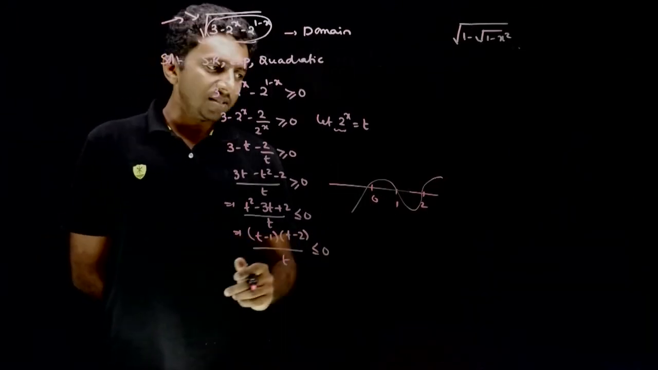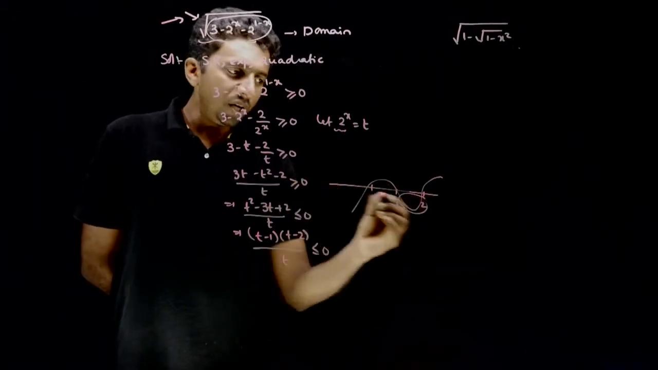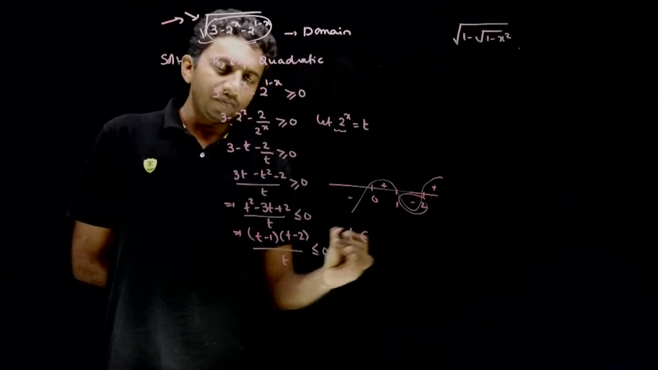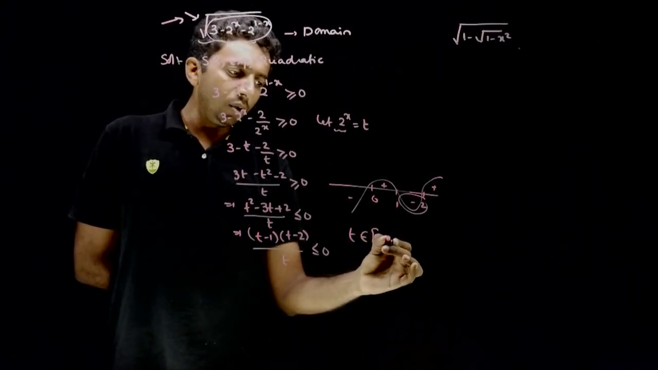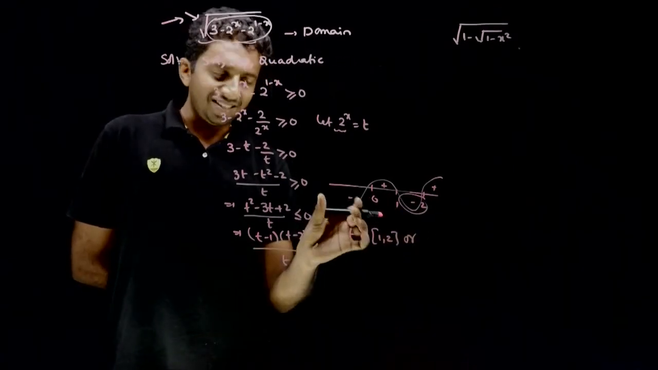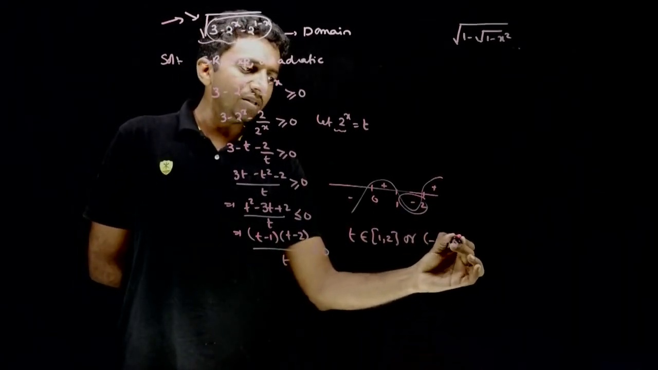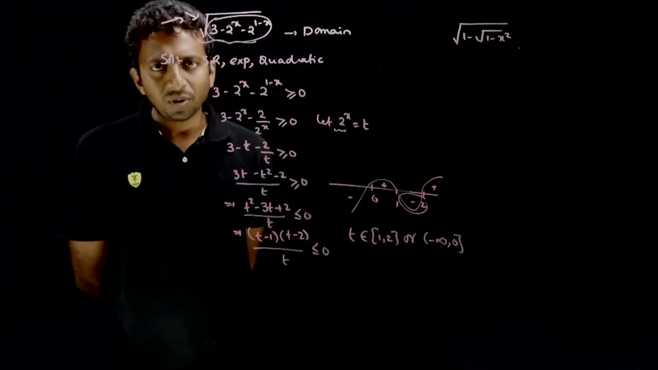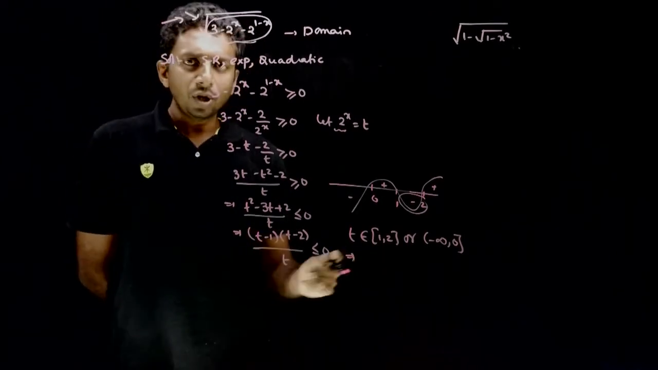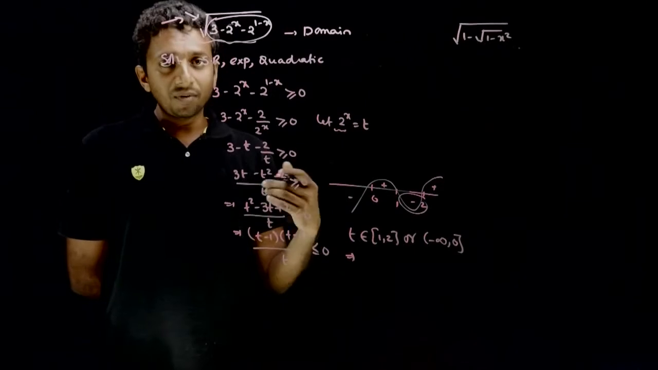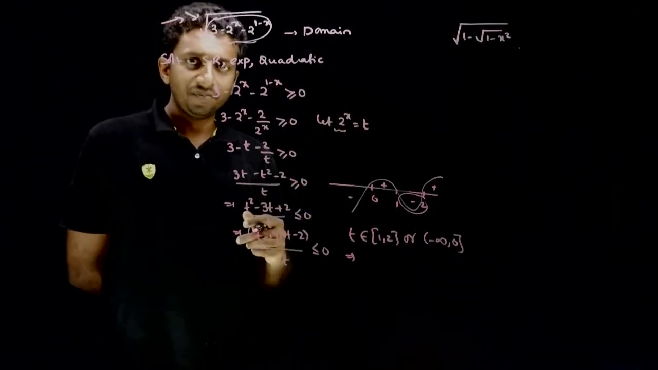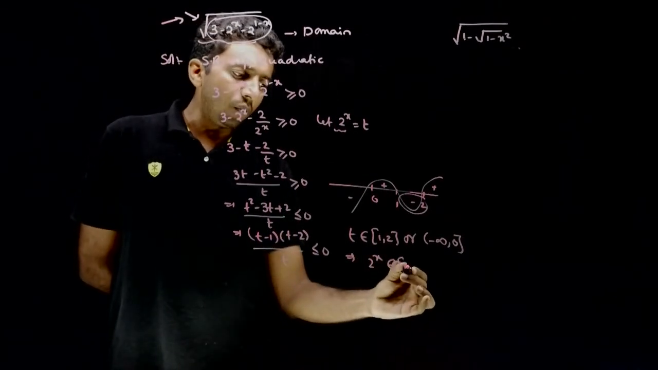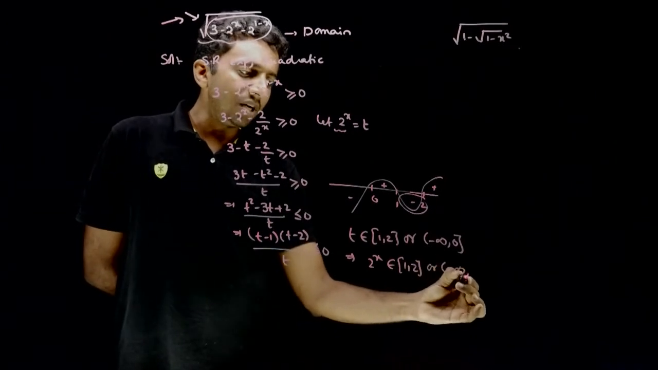So where is this expression less than 0? 1 और 2 के बीच में नेगेटिव है, positive and negative. So t belongs to one option is 1 to 2 or it can be less than 0. Less than 0 is minus infinity to 0. So आपका t जो है minus infinity to 0 हो सकता है और 1 और 2 के बीच में हो सकता है. Now this implies, so हमारा final question is not to find t. Our final question is to find where x lies. ठीक है. So t का back substitution करेंगे. So 2 power x should belong to 1 to 2 or minus infinity to 0.